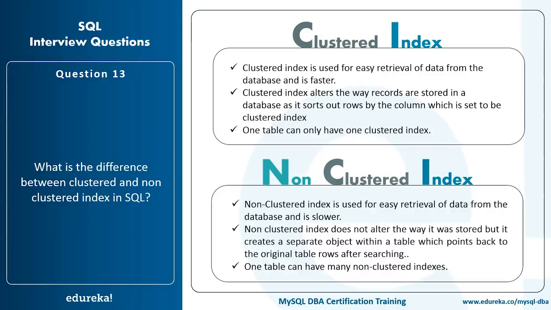The non-clustered index does not alter the way it is stored, yet it creates a separate object within a table which points back to the original table rows after searching, and one table can have many non-clustered indexes. The main difference between the two is that both are used for easy retrieval of data, but the clustered index is faster than the non-clustered index, and a table can have only one clustered index, but a single table can have many non-clustered indexes.